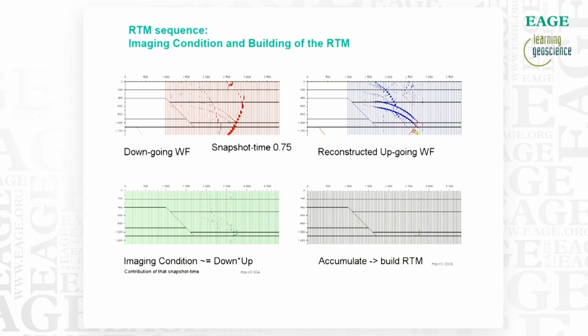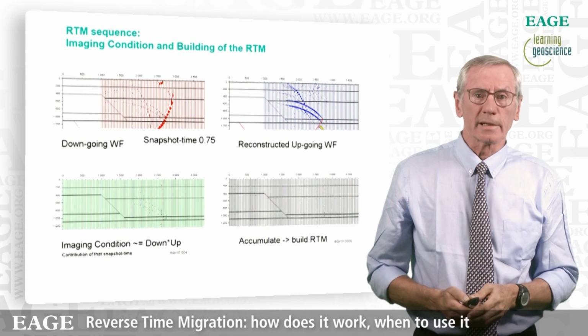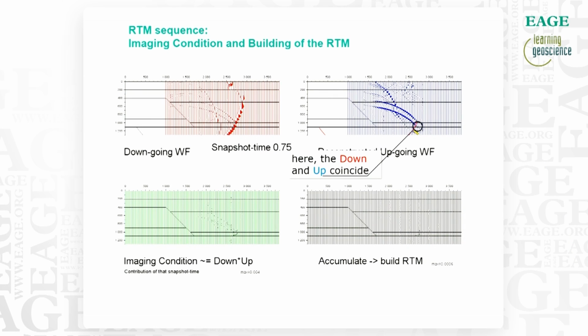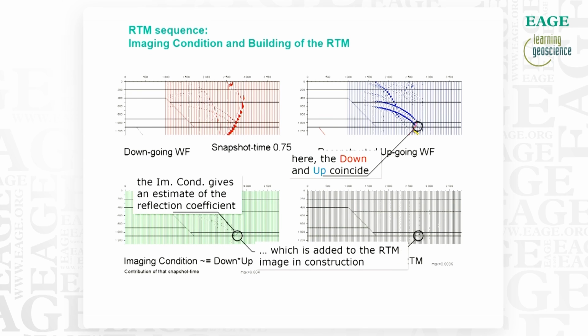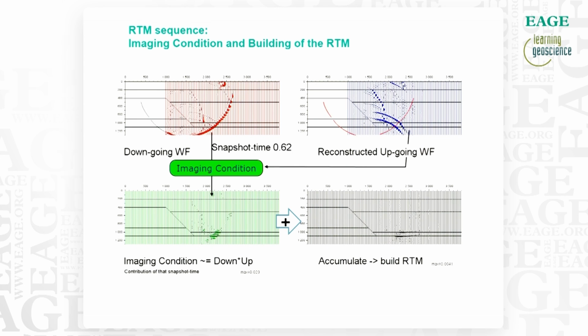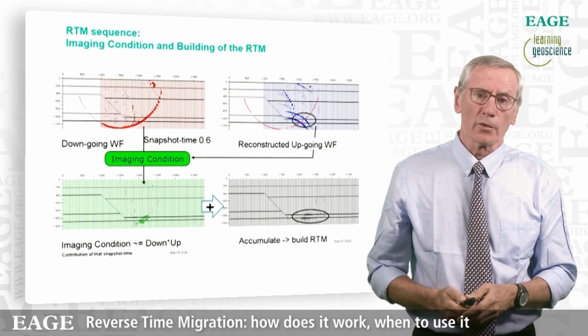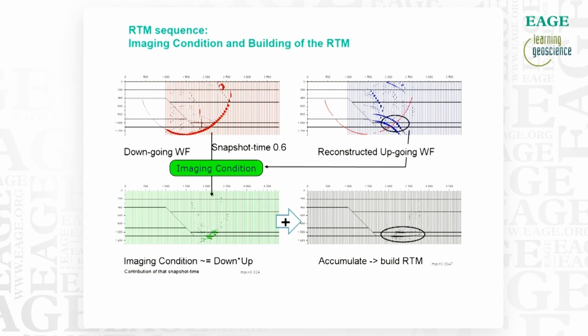So here it goes. Nothing had happened so far, but now we start to see something. The downgoing and upgoing are space coincident in the circles, and this creates a contribution to the image in green, which is added to the image in the making in black. Now we go on. Stop again at 6.6 seconds. We have superimposed the downgoing wavefront, red curve, onto the reconstructed upgoing wave field so that we see where they coincide. And once again, the green is the contribution of that time and the black is the RTM in the making.